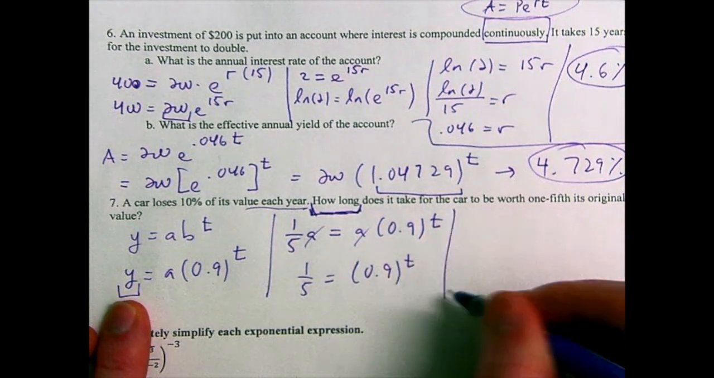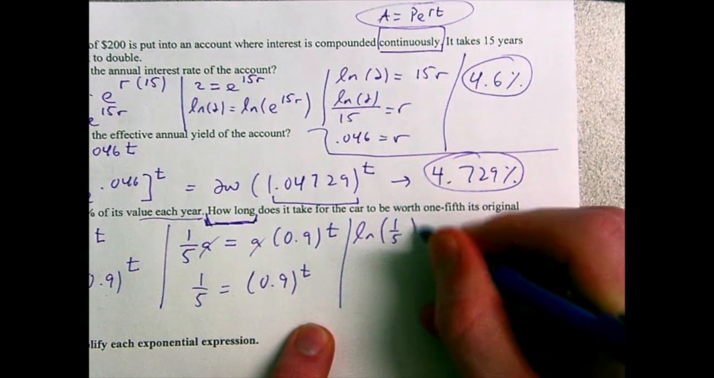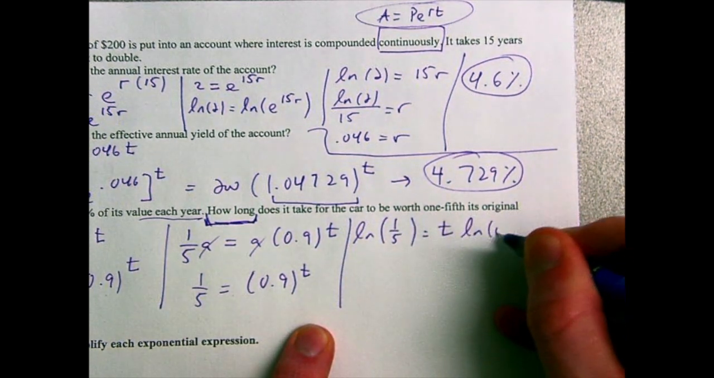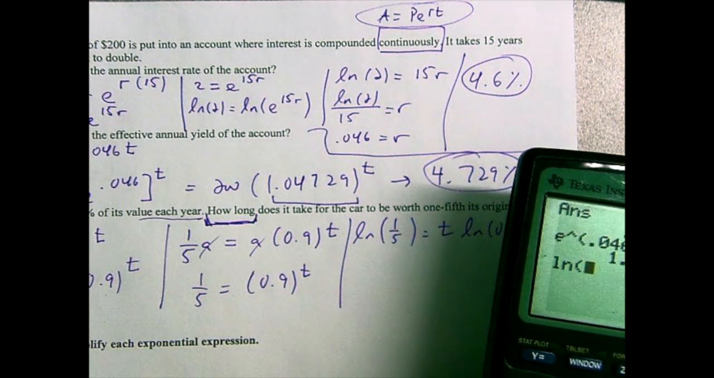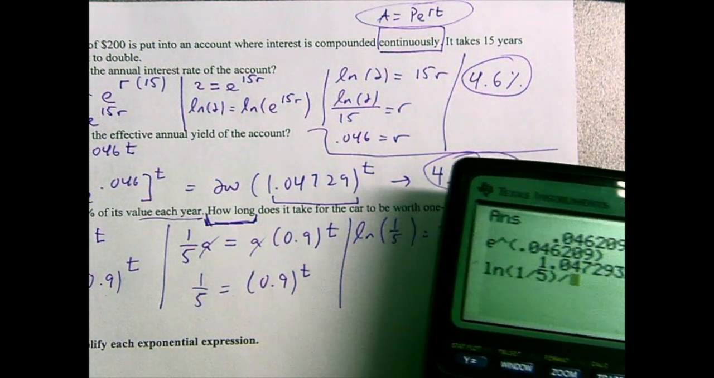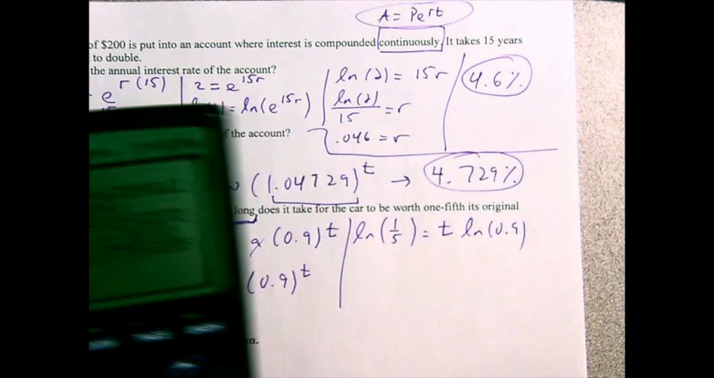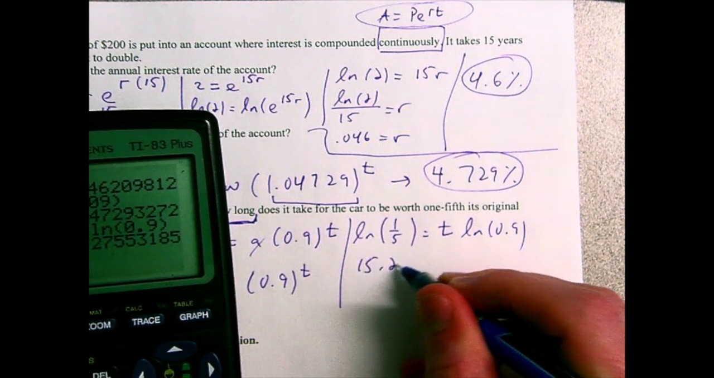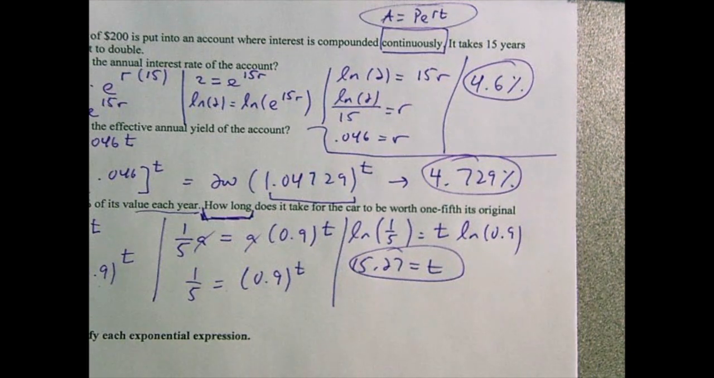That's an exponential equation that can be solved using natural logs. Natural log of 1/5 is equal to t times natural log of 0.9. Divide both sides by natural log of 0.9. So what do we get? Natural log of 1/5 divided by natural log of 0.9. I get 15.27. Is that reasonable? Yeah, I think it's a reasonable answer.